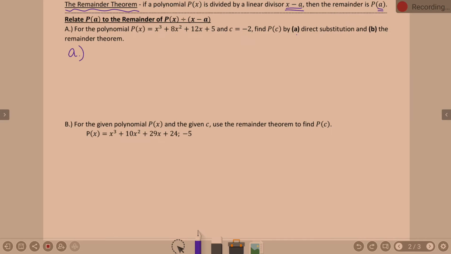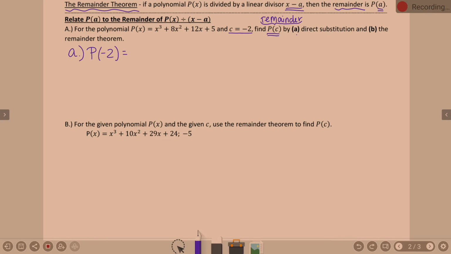So part A asks us to find p of c by direct substitution. Now, realize they define the theorem with a, but then they throw in c's in the problems. Asking us to find p of c is asking us to find the remainder. Direct substitution says, if I want to find p of c, what is my c value in this case? Negative 2. Then I can take the negative 2 and plug it into the polynomial, into that function, and that will give you your remainder.